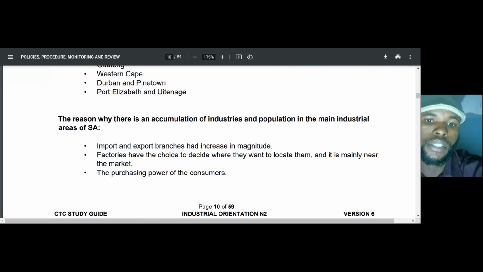Import and export branches have increased in magnitude. Factories now have the choice to decide where they want to locate, and it is mainly the market, the purchasing power of the consumers.